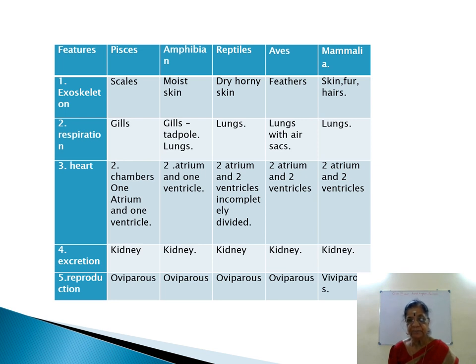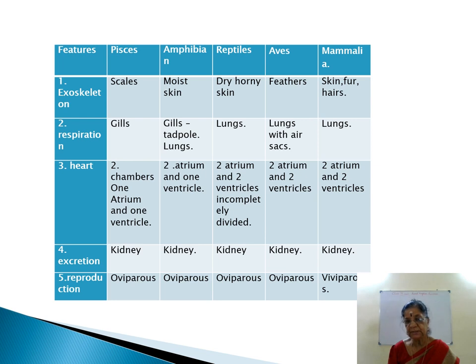Then heart: a two-chambered heart in pisces, with one atrium and one ventricle. Amphibia have a three-chambered heart, two atria and one ventricle. Reptilia have two atria and two ventricles, but incompletely divided. Aves and mammals have a four-chambered heart. And for excretion, all of them have kidneys as the excretory organ.